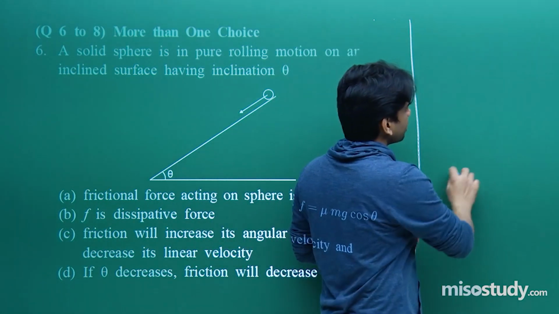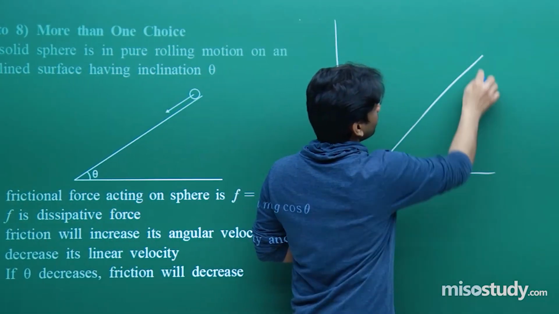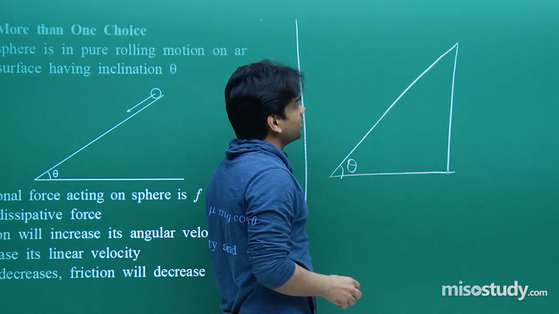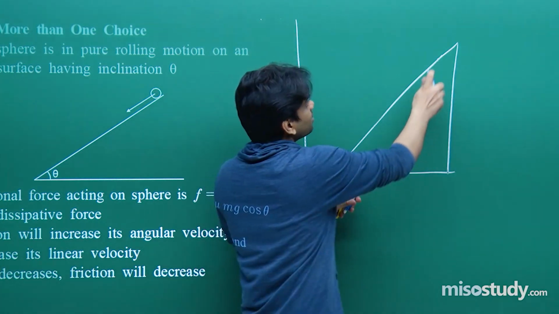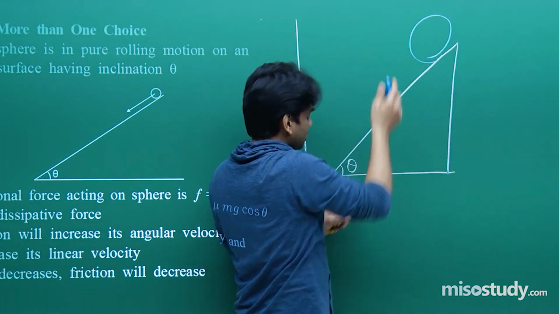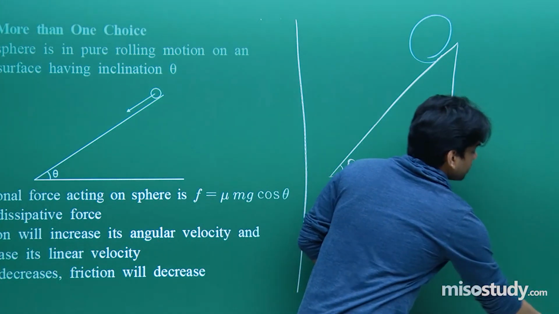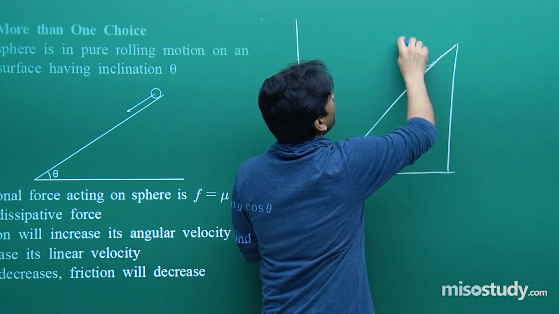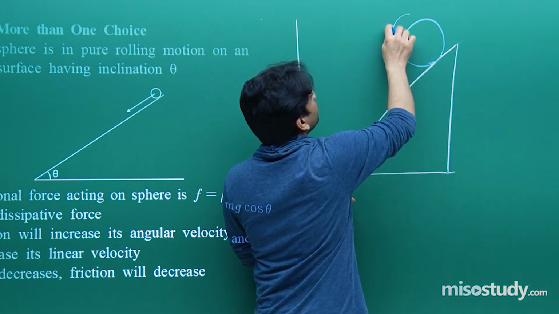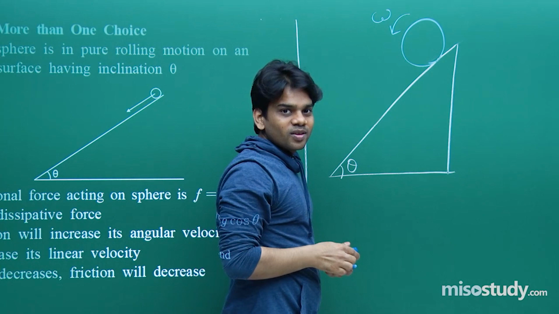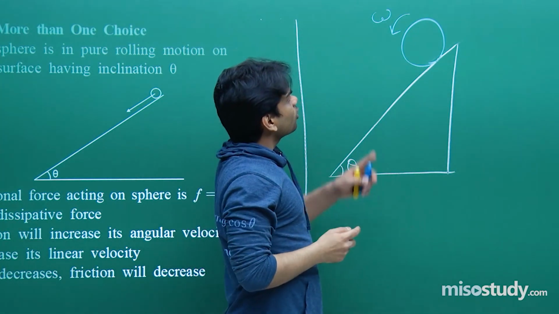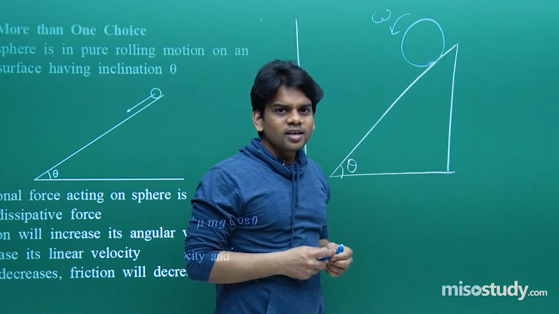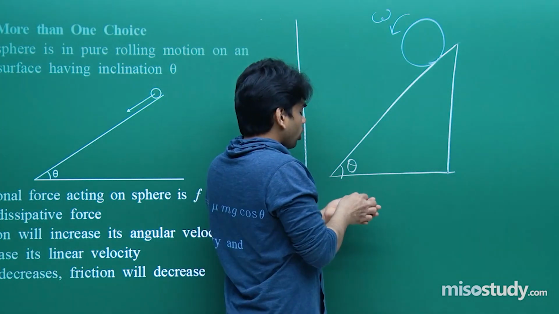In this case, we have an inclined plane as shown here, with an angle of inclination theta. There's a solid sphere, and it performs pure rolling. Let's say omega is the angular velocity. Very conveniently, we can take the initial omega to be 0, and then it starts rolling motion. The forces acting on it will be, let's see, in what direction they will be acting.